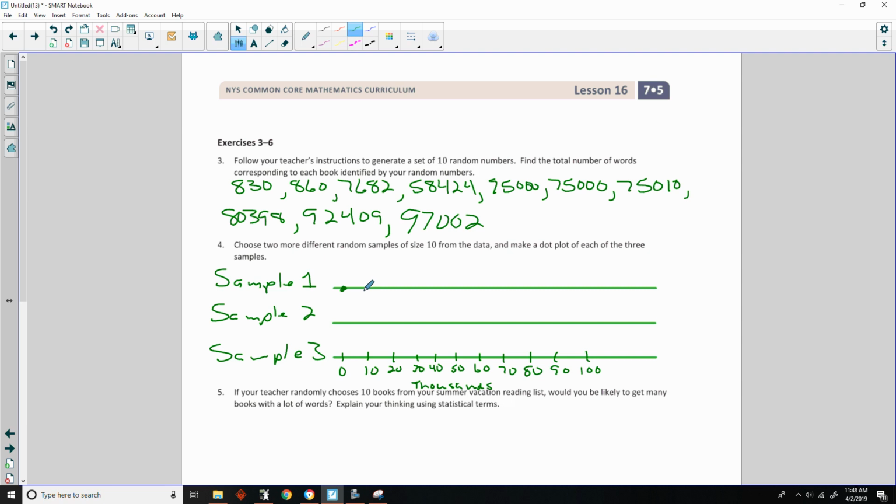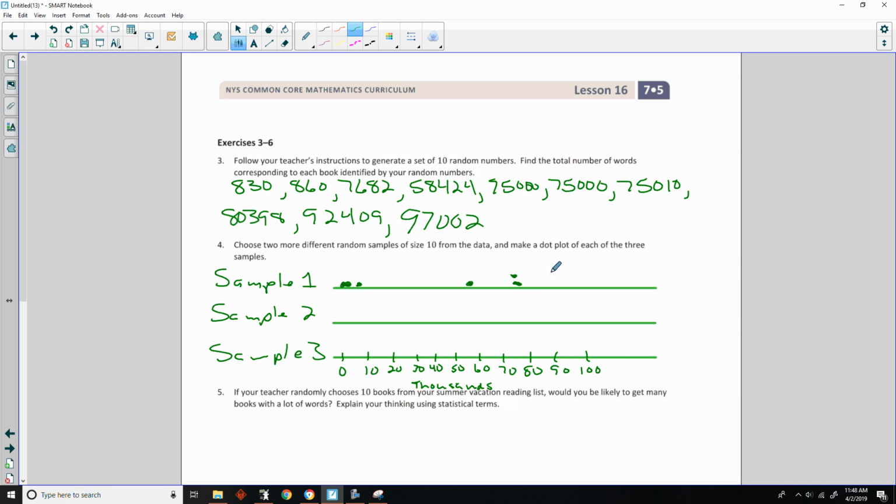And maybe I would move that up just above the line a little like that. All right, 860, right next to it. 7,000 would be over near the 10 more. 58,000 would be close to 60,000, which would be over here. Then 75,000, there were two exact, so I'm going to put one over the other. And then 75,010 is just a smidgen bigger, so I'll just put it to the right here.